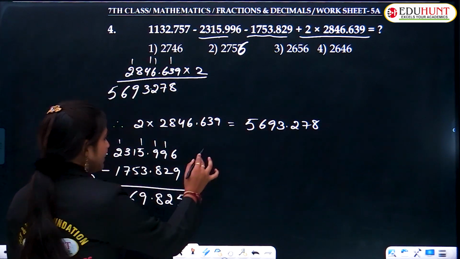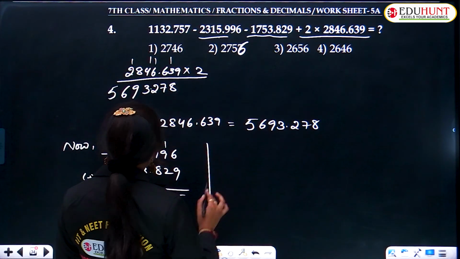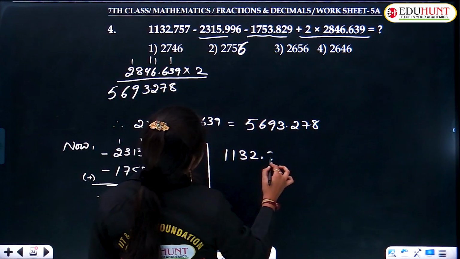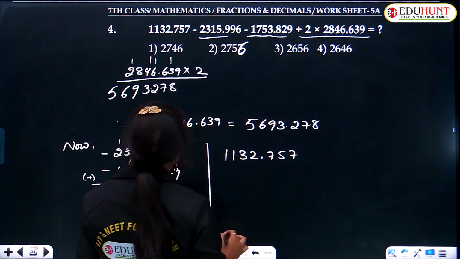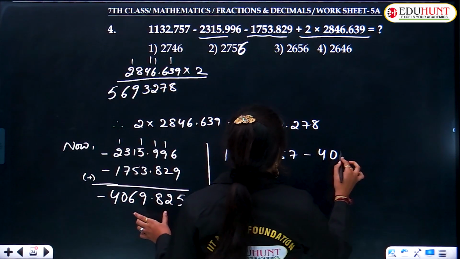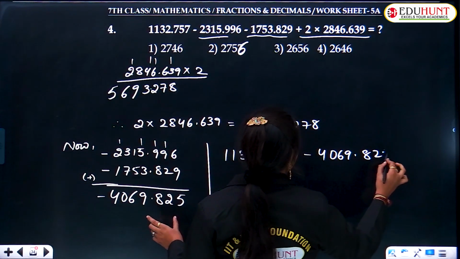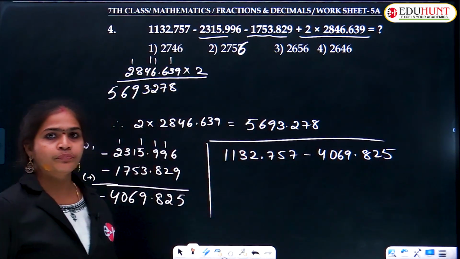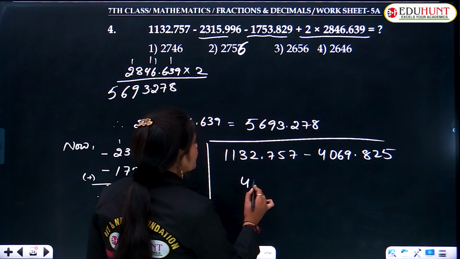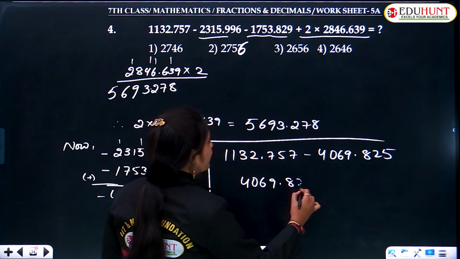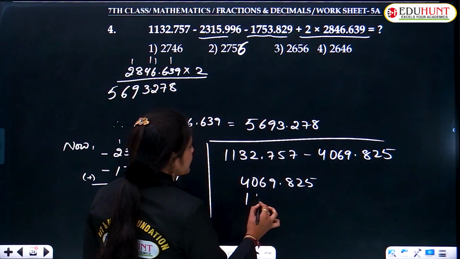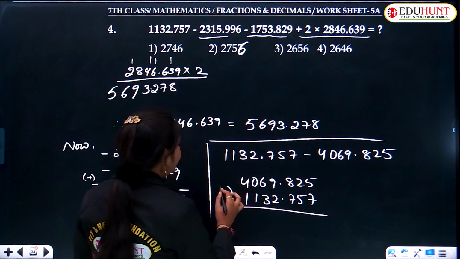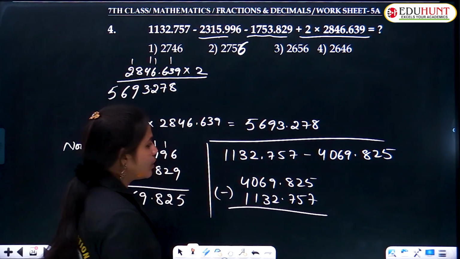4069.825. Okay. From this one, you just have to take 1132.757 and minus 4069.825. Just take the difference of these two numbers. Okay. Now here 4069.825 is greater than this number, no? That's why first you have to write that number, next you have to write the second number, next take the difference. Okay.